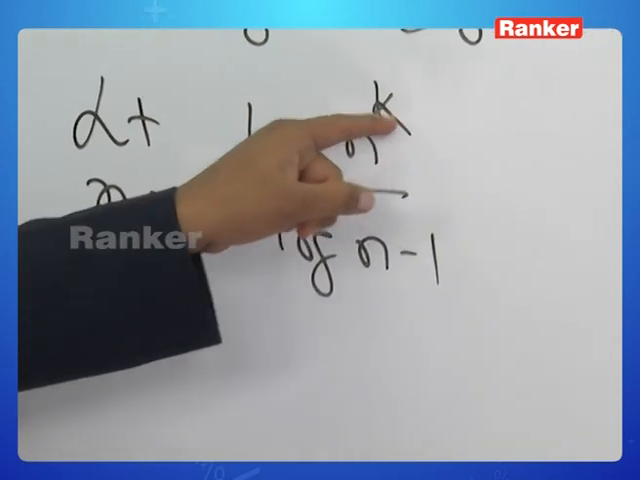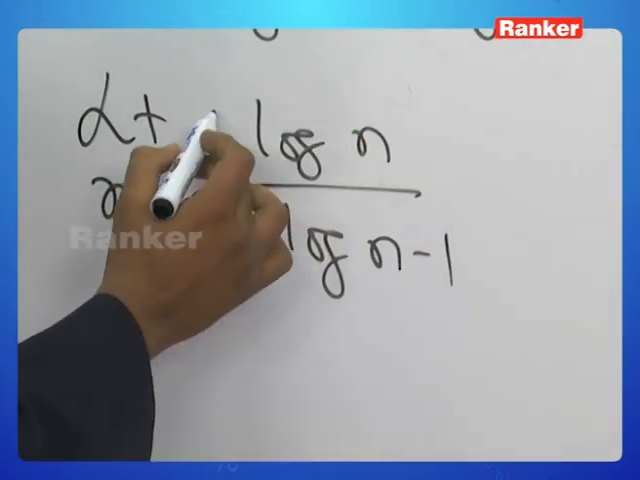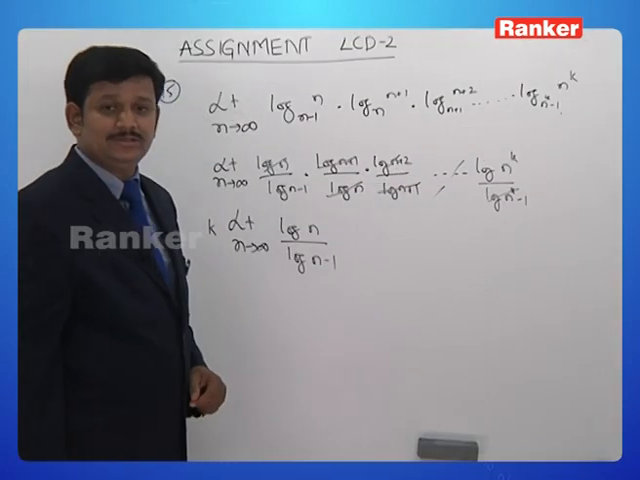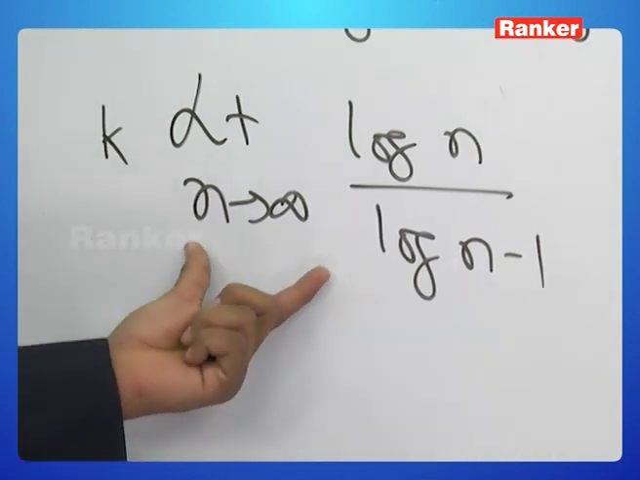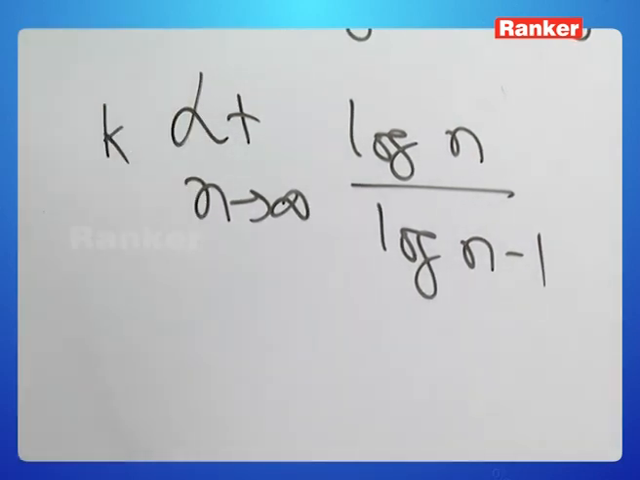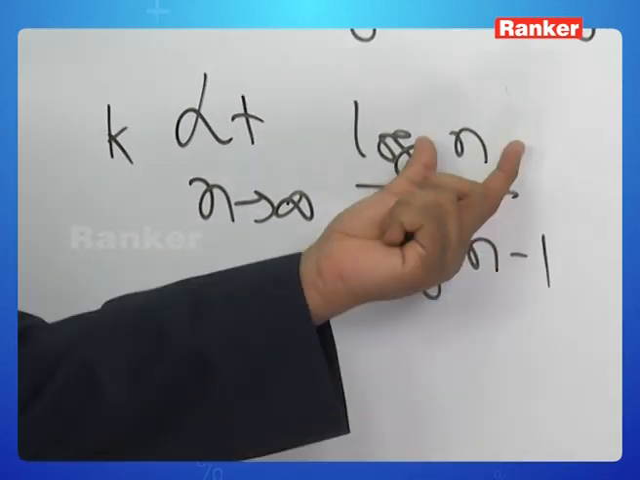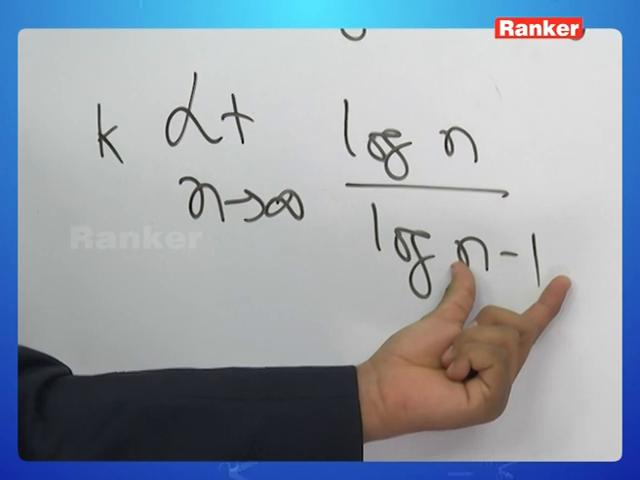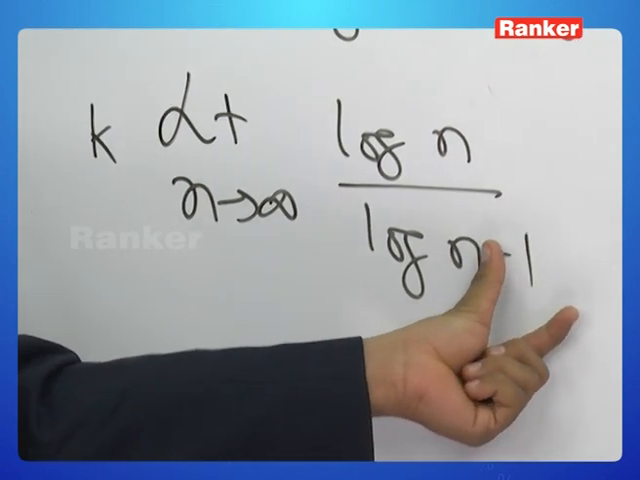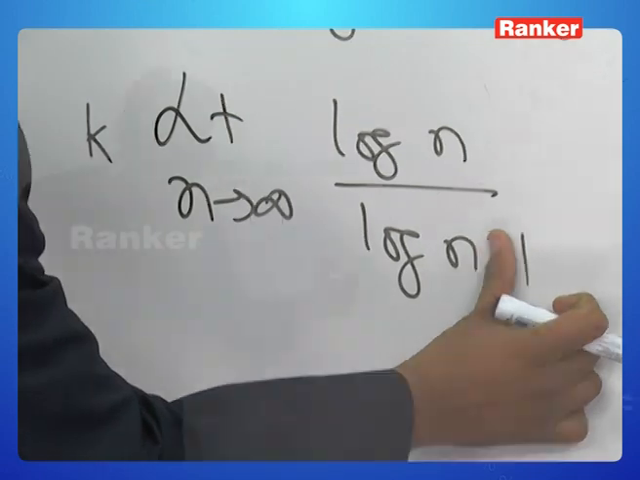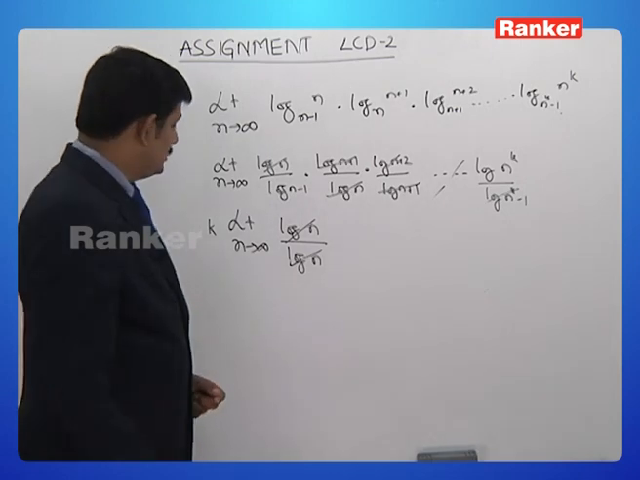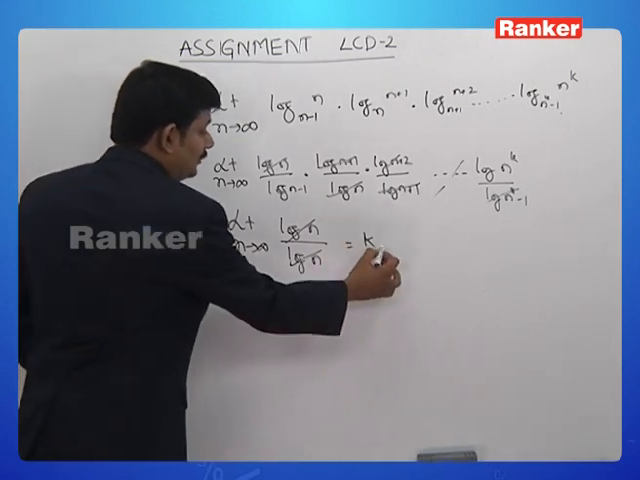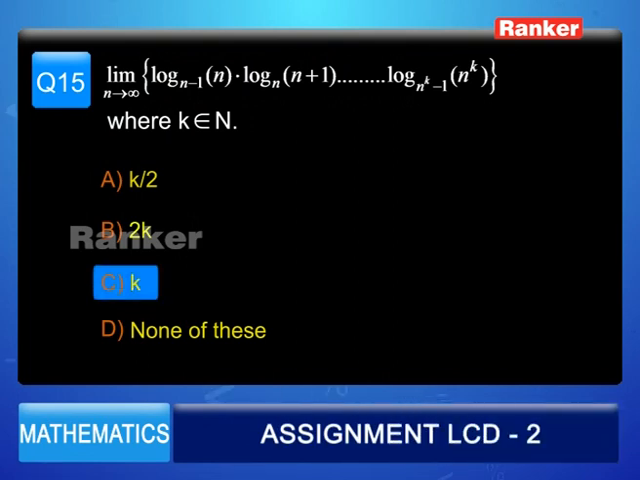Log n power k, we can write it as k log n, and k can be written outside the limit. Log of n power k is k into log n. And as n tends to infinity, n is an infinitely large number, and n is almost the same as n minus 1. To an infinitely large number, we add or subtract 1, it doesn't make much difference in the ratio. So we can write this as log n by log n, and this ratio will be 1, or our answer will be k. So the answer is k, which is option C.